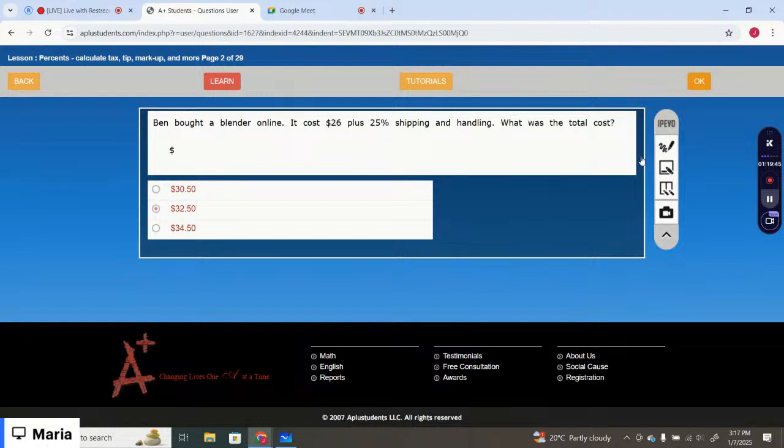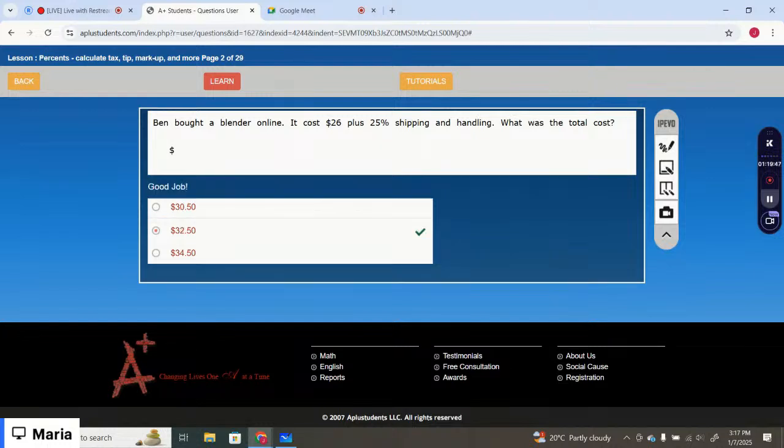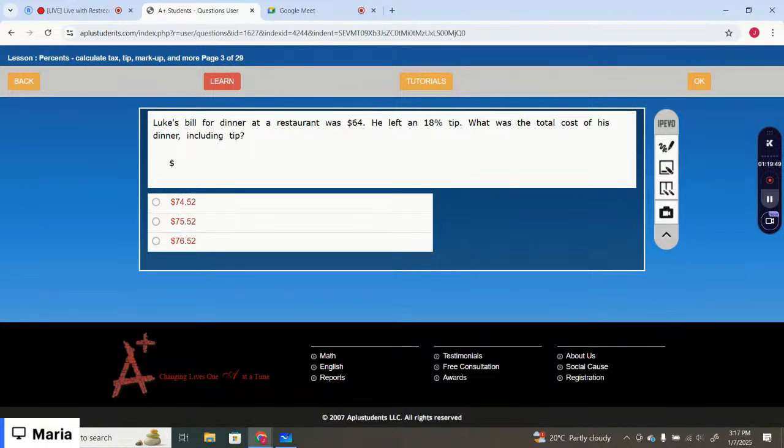Luke's bill for dinner at a restaurant was $64. He left an 18% tip. What was the total cost of dinner including tip?